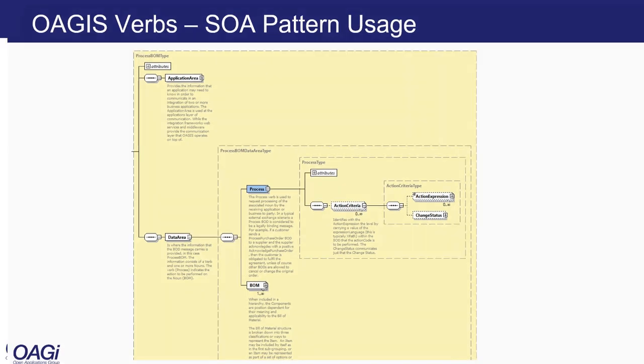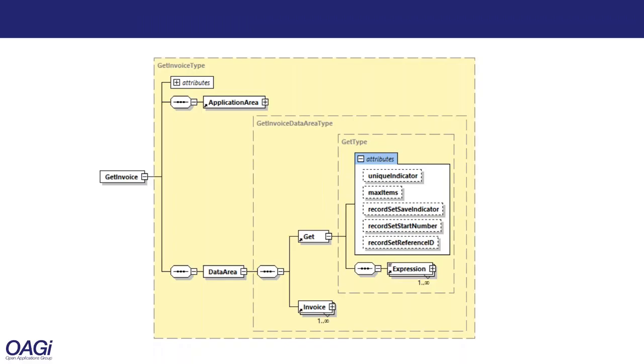Here's another example of the verb. In this particular case, we have an invoice, and it's a get invoice. In this scenario, what we see is a set of attributes inside the get verb that allow the sender to say, I would like to see this many records, and here's a unique identifier that says I want to see this particular invoice, and you might specify that invoice's ID there.